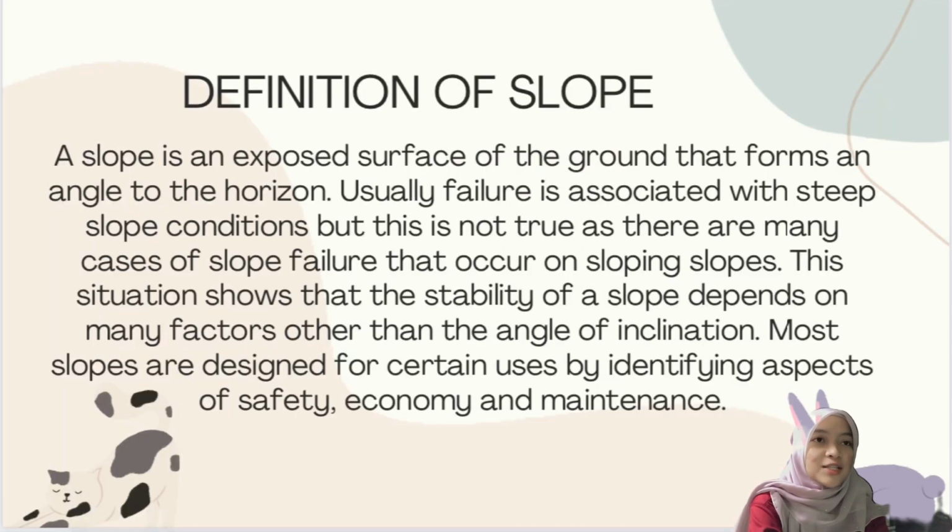Definition: slope. A slope is an exposed surface on the ground that forms an edge to the horizon. Usually, failure is associated with steep slope conditions, but this is not true, as there are many cases of slope failure that occur on gentle slopes. This situation shows that the stability of a slope depends on many factors other than the angle of inclination. Most slopes are designed by identifying aspects of safety, economy, and maintenance.